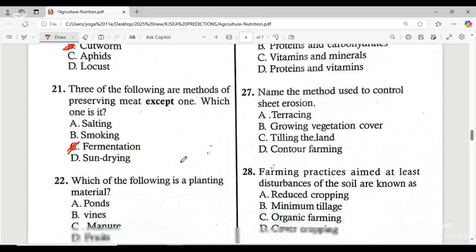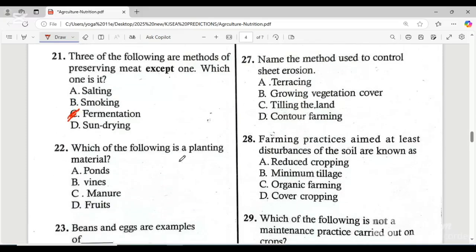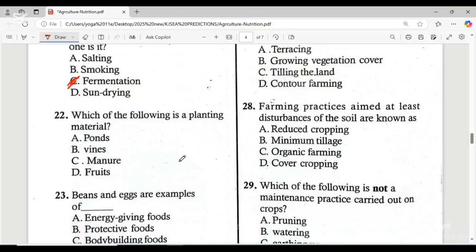Fermentation is not a method of preserving meat. Which of the following is a planting material? Planting material: buds, vines, manure, fruits. These are the vines.